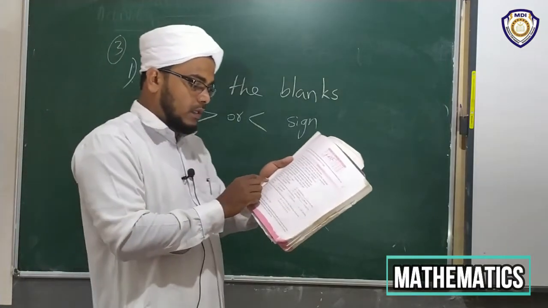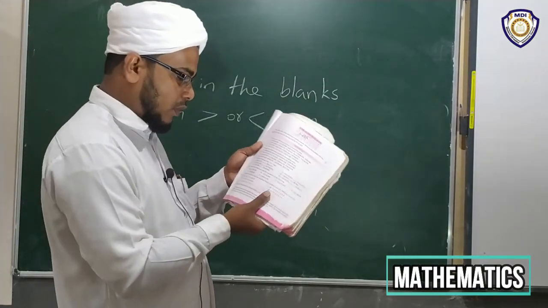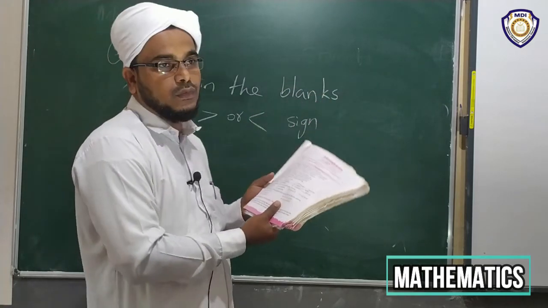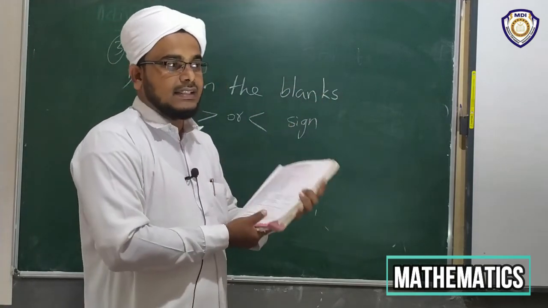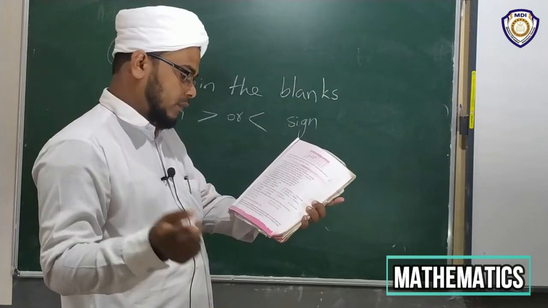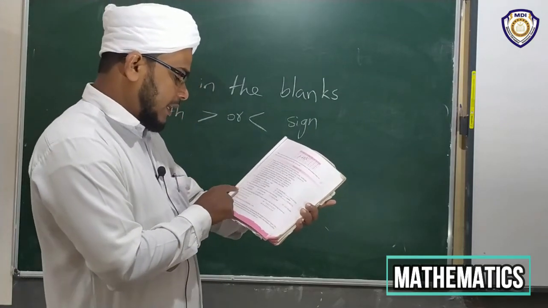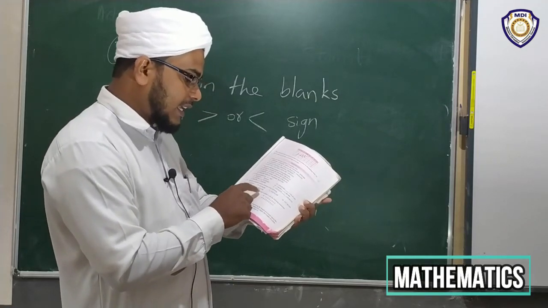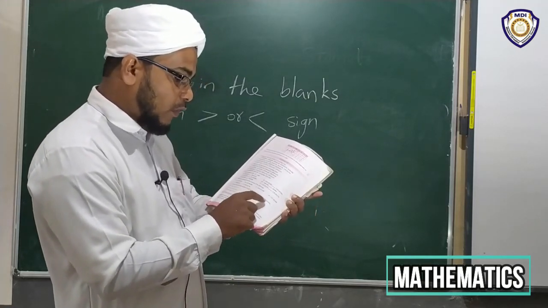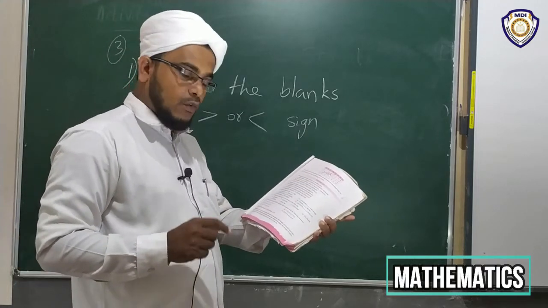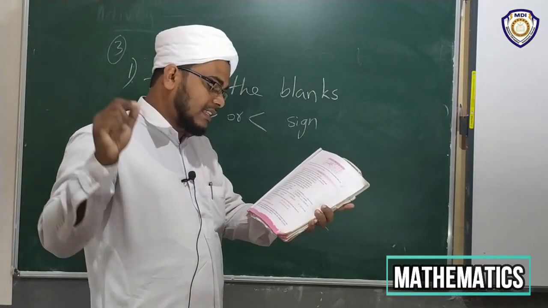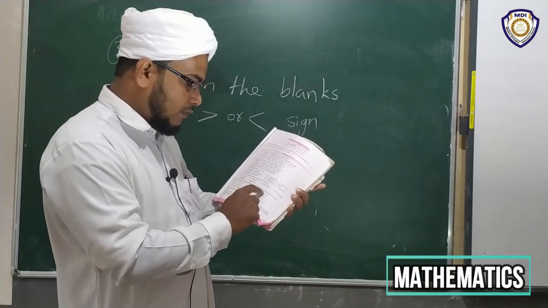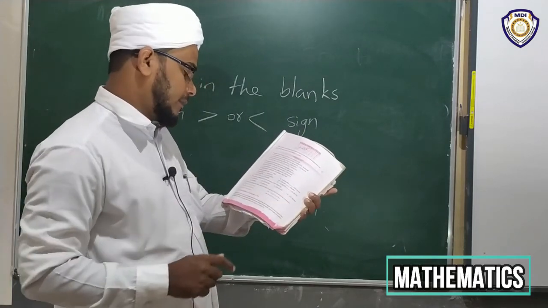Next, question number 4: write the predecessor and successor of the following. You have studied this. Next, question number 5: form the largest and the smallest 8-digit numbers with the following numerals.